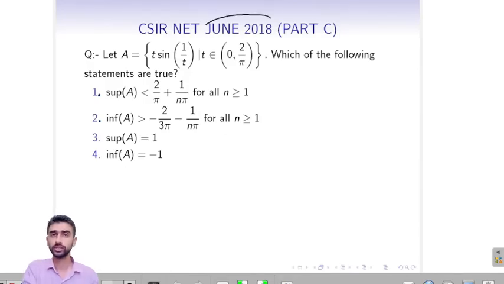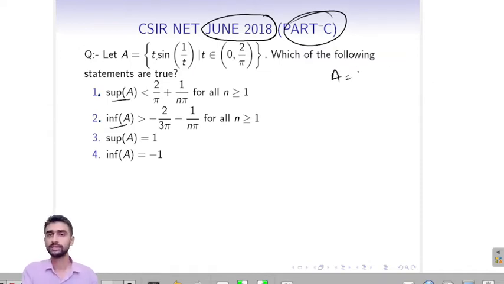It was a question in June 2018. It was a part C question, means more than one option can be correct. So the set is given by t multiplied by sine 1 by t, where t belongs to 0 comma 2 by pi. Which of the following statements are true? He's talking about the supremum and infimum of the set. So we are just supposed to find the supremum and the infimum of the set.